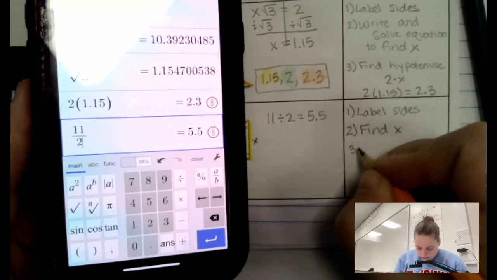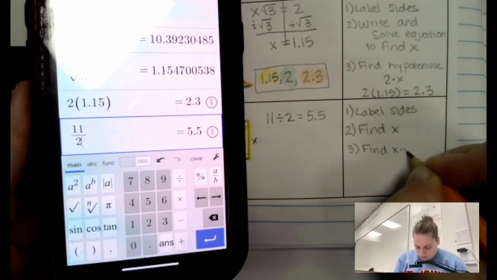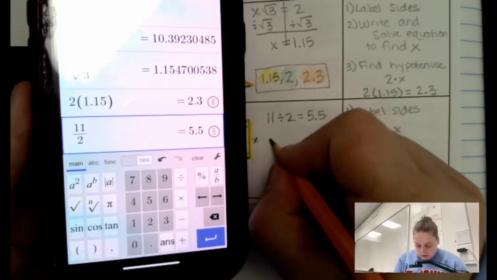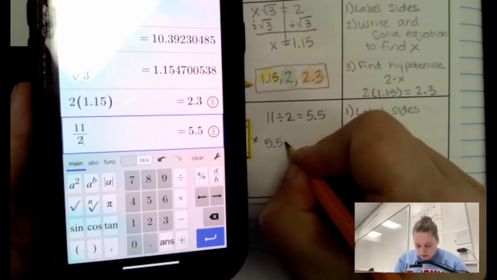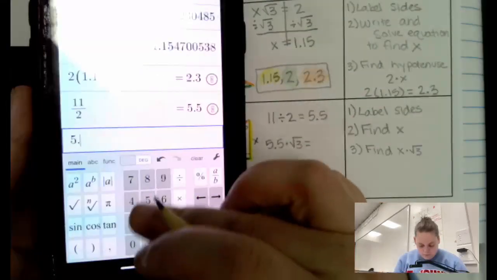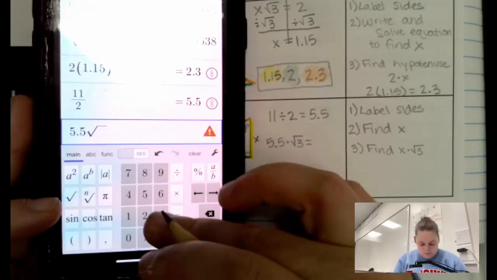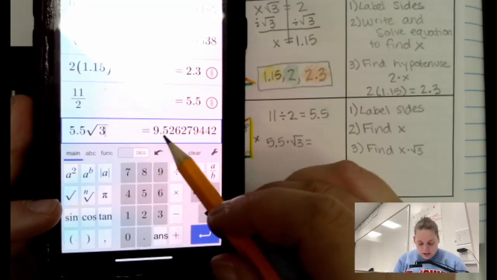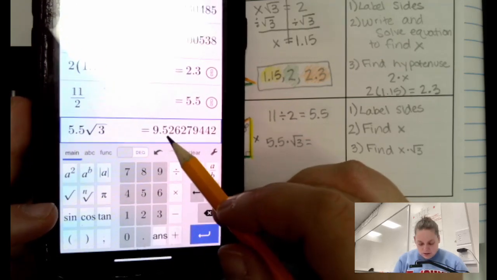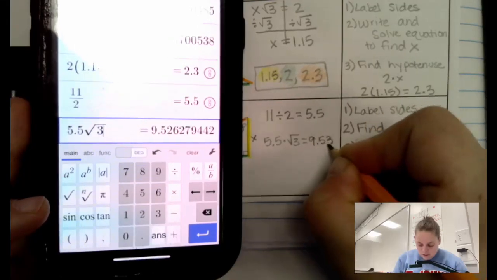So then our last step is to find x times the square root of 3. We already know what x is, so we're going to take 5.5 and multiply it by the square root of 3. We get 9 and 52 hundredths. Again, we're going to have to round, so that 6 tells me to round up to 53 hundredths. 9 and 53 hundredths.